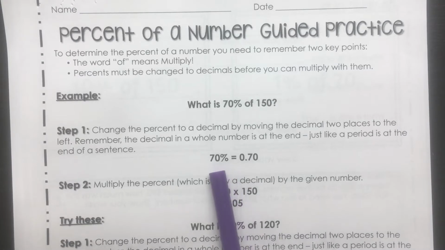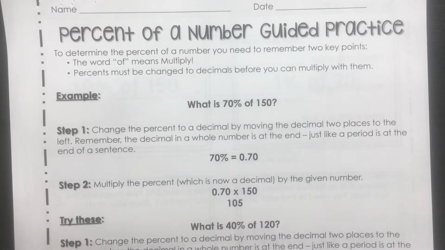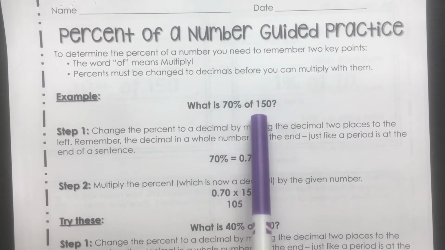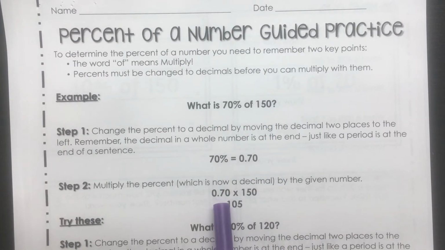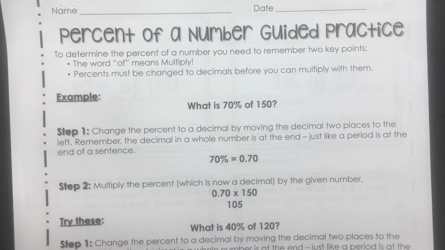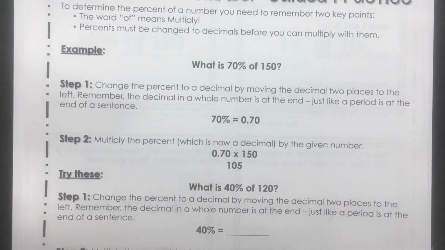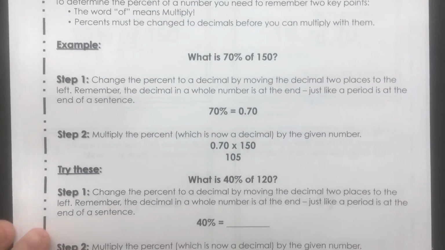So here we've changed 70% to its decimal form, and then you're going to multiply. So 70% of 150, changed it to 70 hundredths or 7 tenths, and you're going to multiply that times the number. And they found out that 70% of 150 is 105. All right, so we're going to do the same thing. And we're going to do this all together, and then you guys have some practice of this today.